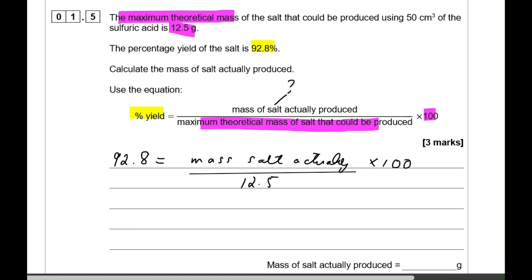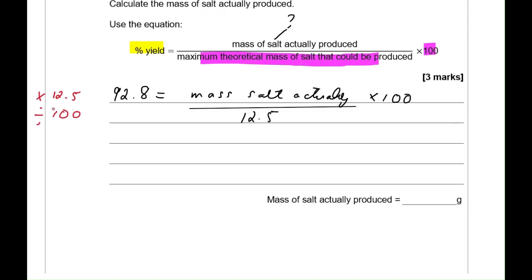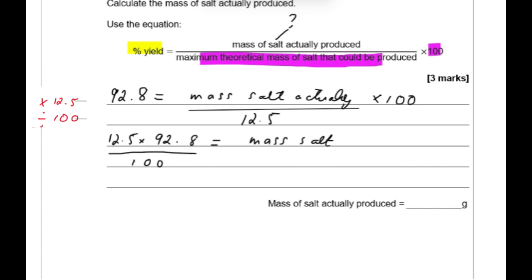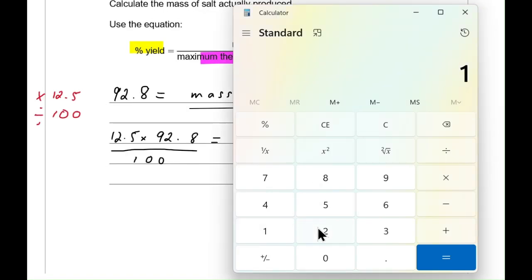So to make the mass of salt produced the subject of the equation, we're going to multiply both sides by 12.5 and divide both sides by 100. And that way we end up with 12.5 times 92.8 divided by 100 equals the mass of the salt actually made. So if we crunch that on our calculators, that gives us a mass of 11.6 grams.